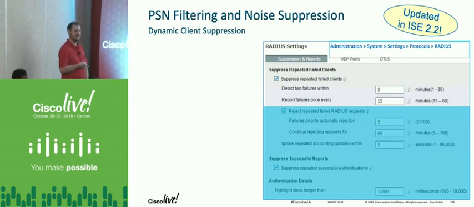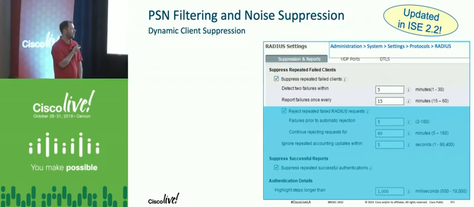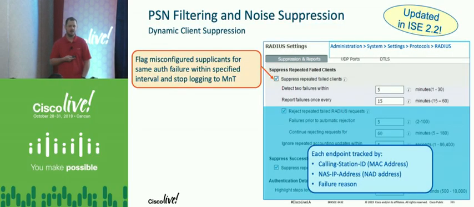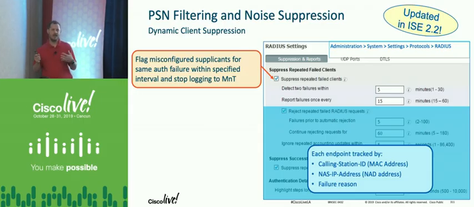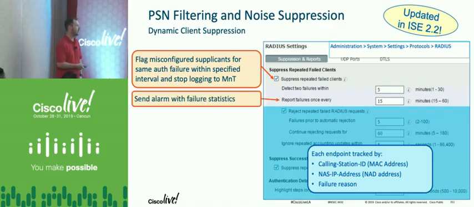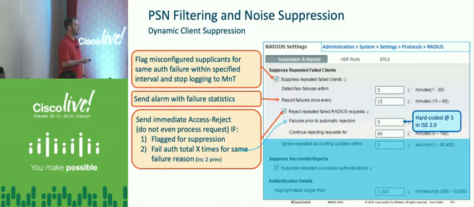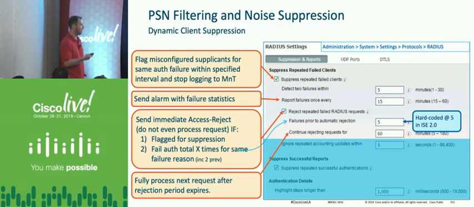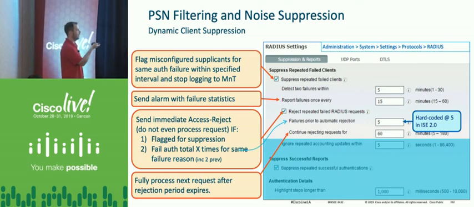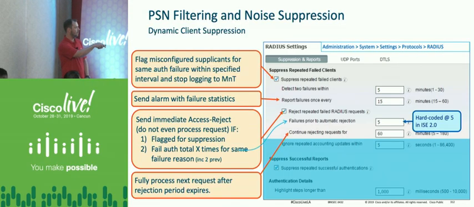So if you haven't seen this, you should have. In 2.2, we actually made some of these smart defaults. The first one that's big is this repeated failed clients. If I fail, I don't need ISE to log this every single time. Take the first copy, and if nothing has changed except they tried again, add a counter on top of it. The same thing with alarm statistics, with the timing, as well as the repeated failed RADIUS requests. We can actually hard code this, so failures prior to automatic rejection up to 5 over a period of time.